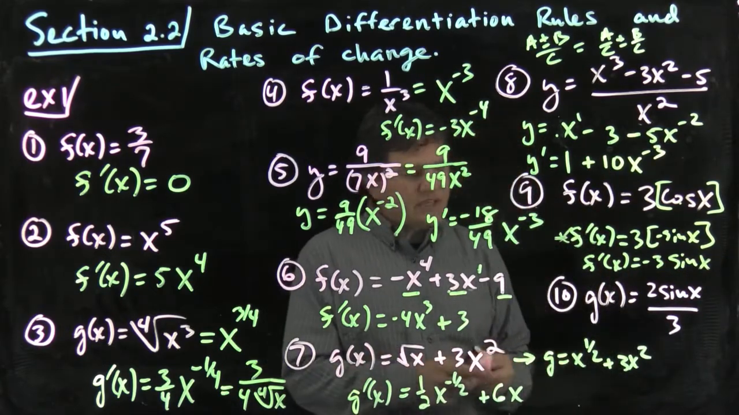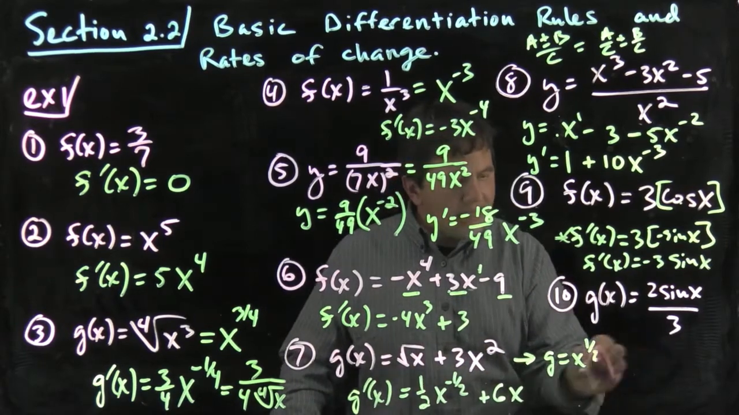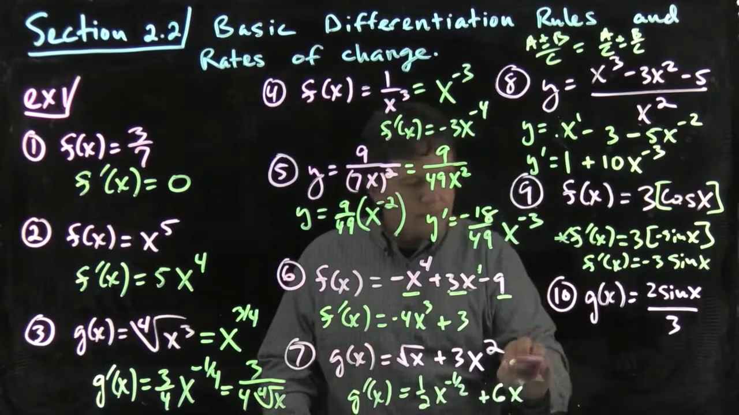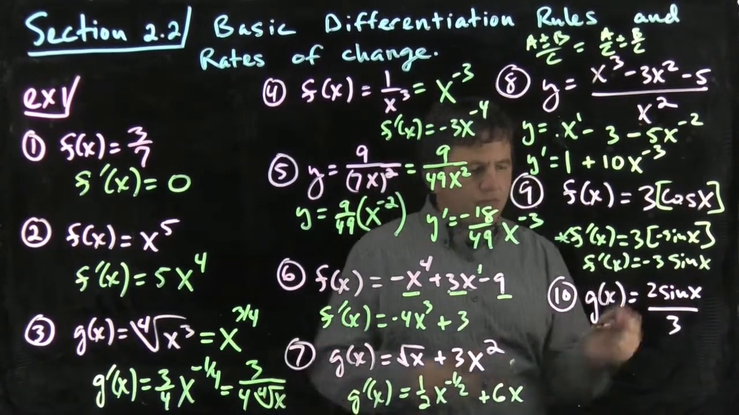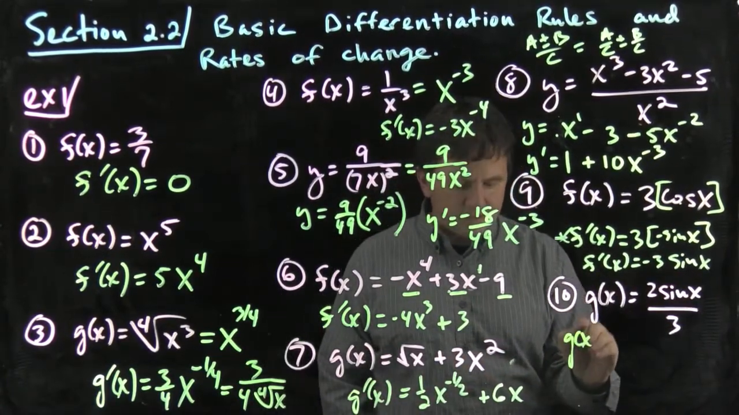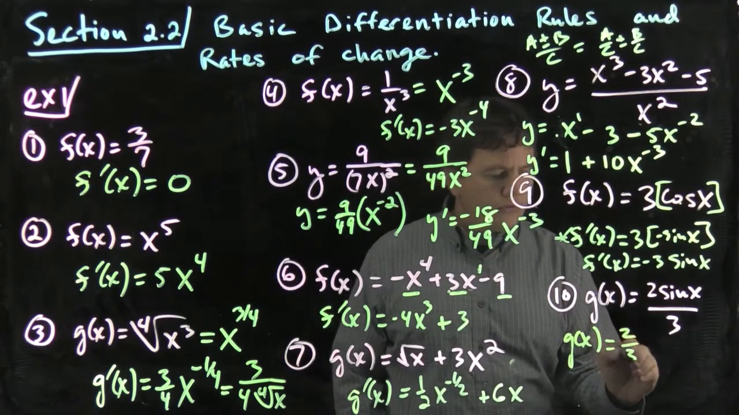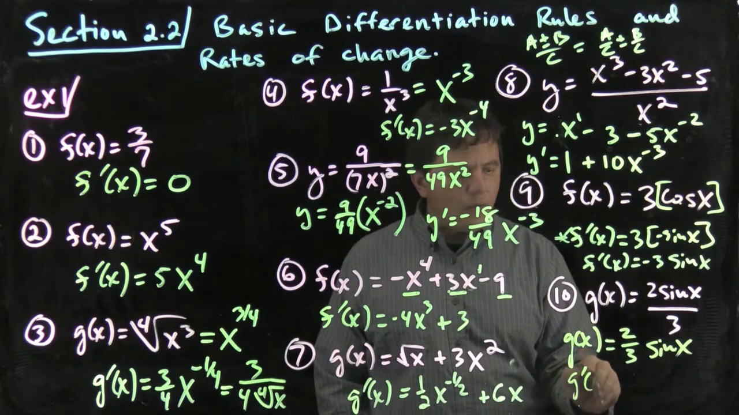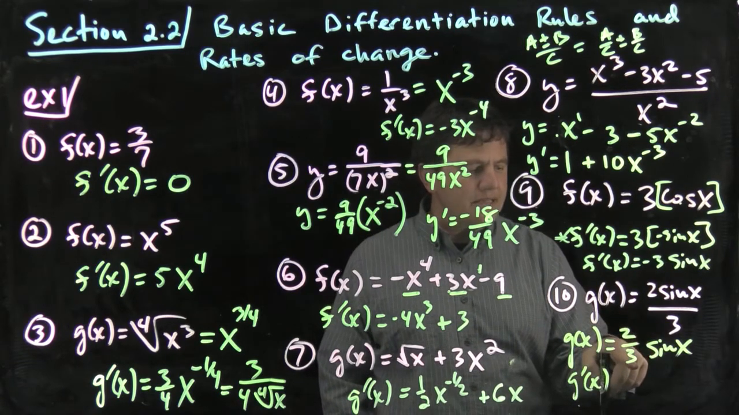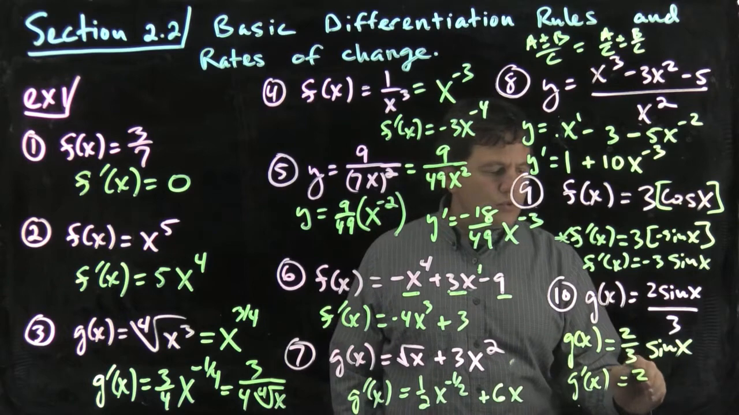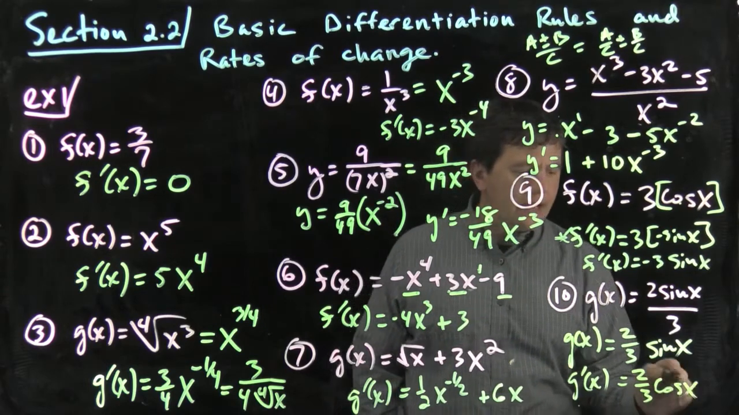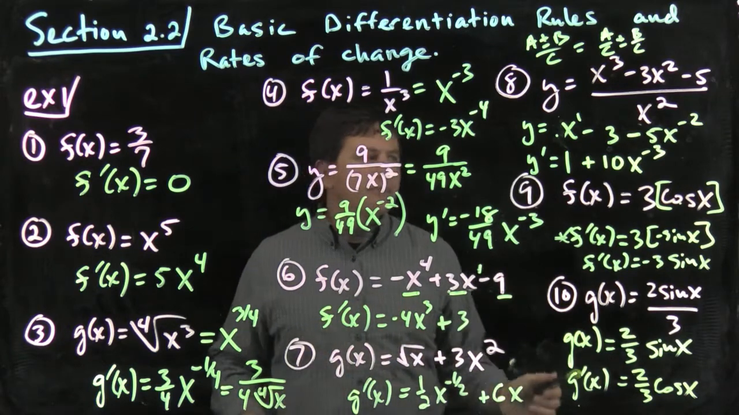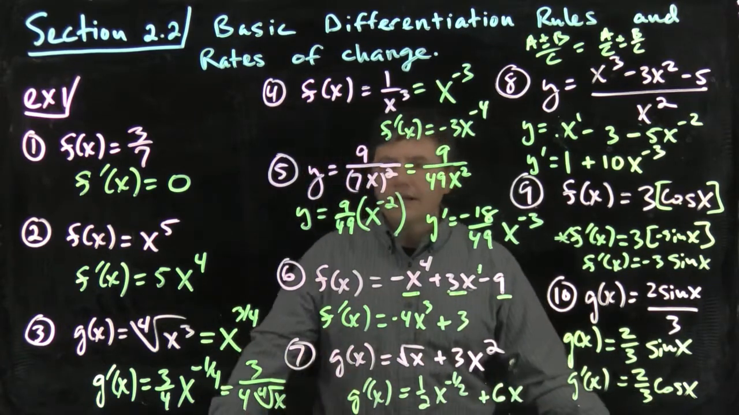Okay, this last one, once again, we've got to write this thing so it's not a fraction, which is pretty easy. I'm just going to write it as a fraction in front. So this will be g of x is equal to 2/3 sine x. Now we have the constant out front. Use that constant multiple rule. So this will be 2/3 cosine x. So I didn't time myself, but that didn't take very long. The hardest part about these is probably just rewriting them.